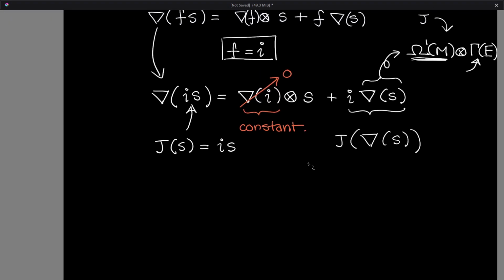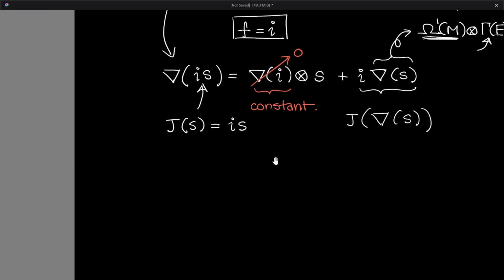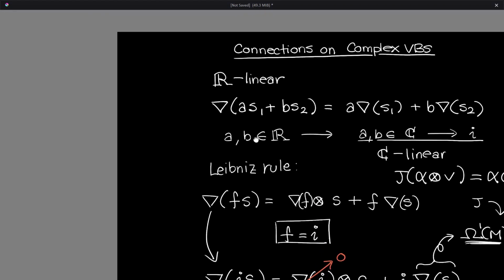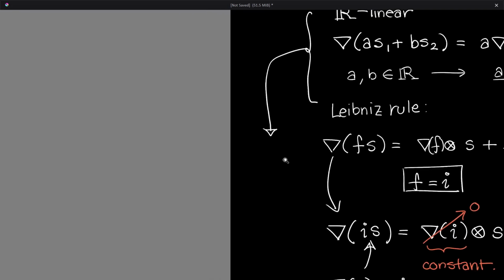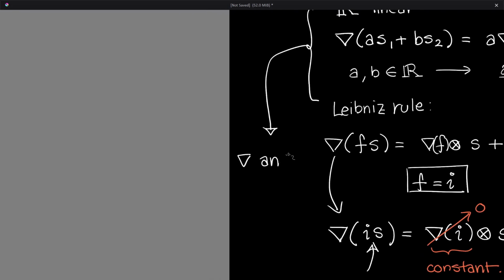So if we put all of that together, what do we get? The middle term vanishes, and we've rewritten the two terms on the two sides. So we get nabla of J of S is equal to J of nabla of S, which means that these two together essentially mean that nabla and J commute as operators. Commute.